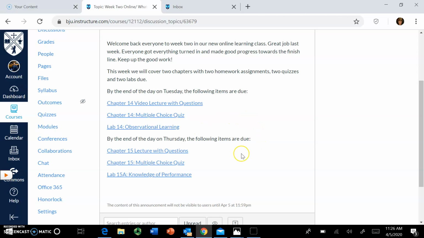And then by Thursday, the end of the day, we'll be in the augmented feedback chapter. Again, there'll be a lecture with questions. You'll have your multiple choice quiz. And then for this lab, you're basically going to write down knowledge of performance information.